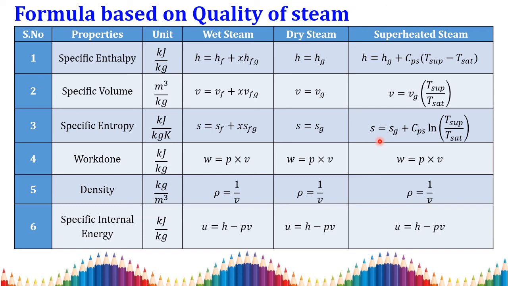Also, the work done: we know the flow work is equal to P into V, so work done is equal to P into V for all three cases. But the specific volume varies according to these three different conditions. Also, specific volume is the reciprocal of density, or otherwise density can be written as 1 by specific volume, in all three cases of steam quality. Then the specific internal energy can be determined by the relation h is equal to u plus pv. With this we can write u, the specific internal energy, is equal to h minus pv. The specific enthalpy and the specific volume depend on these formulas.